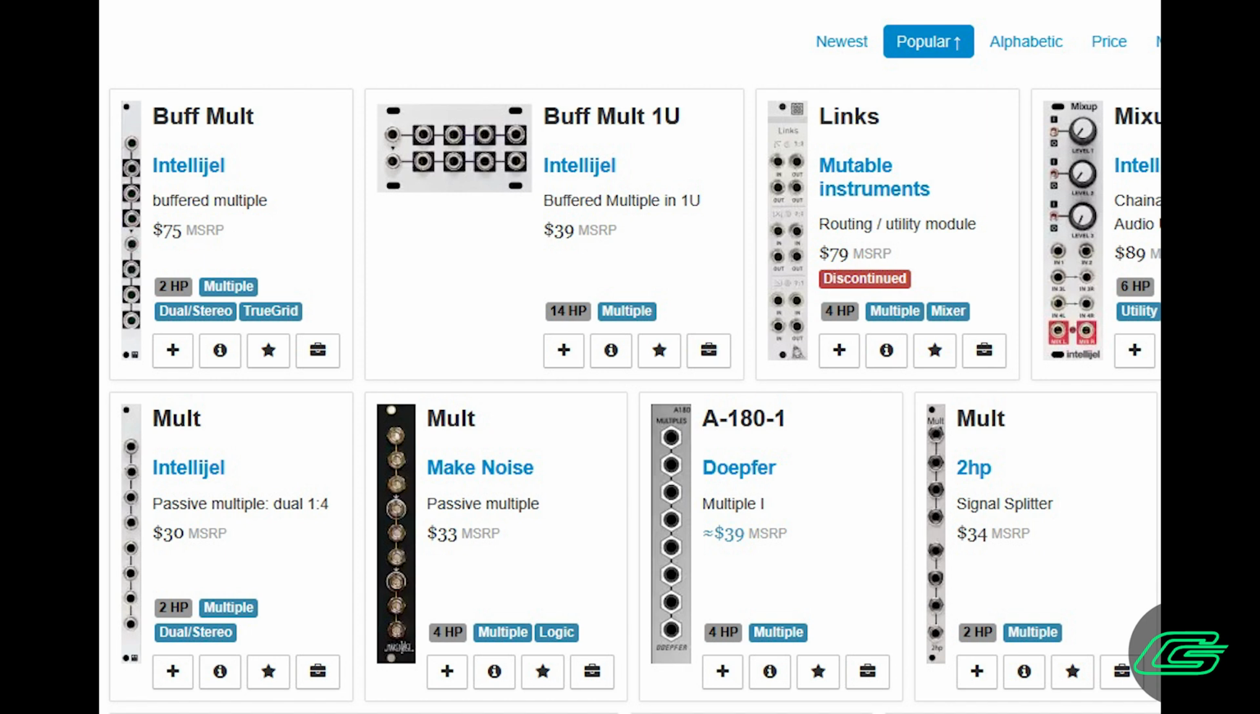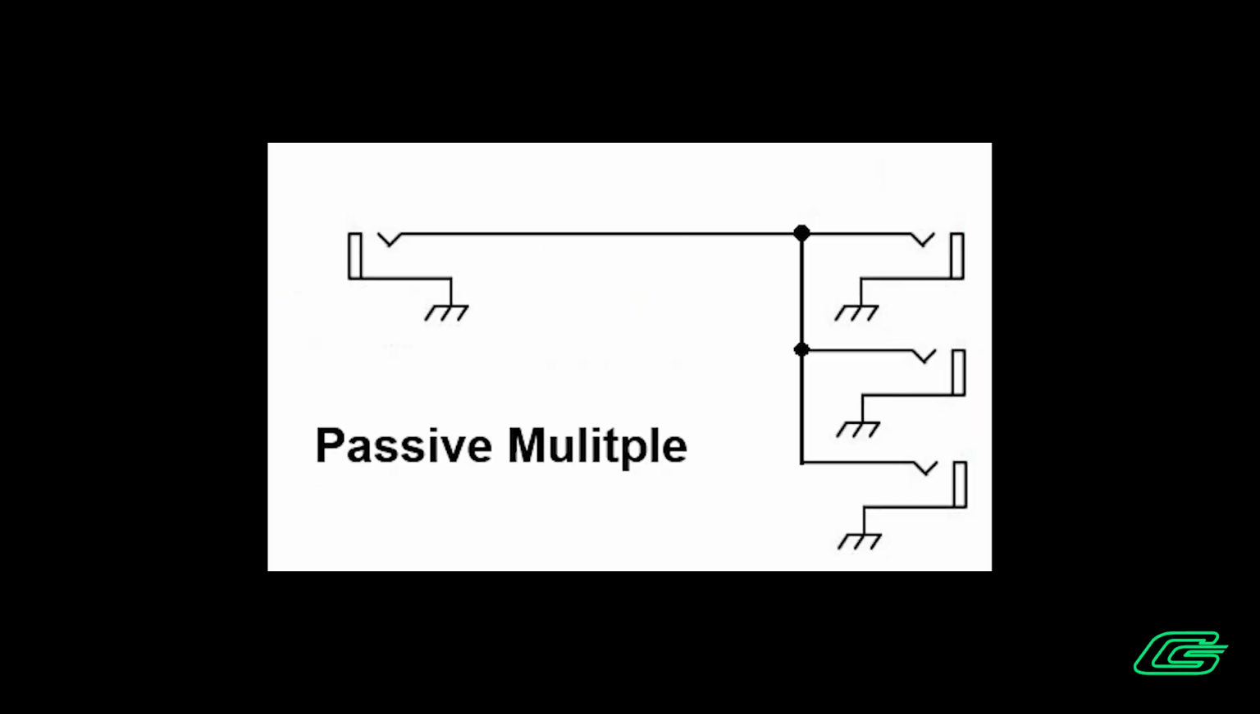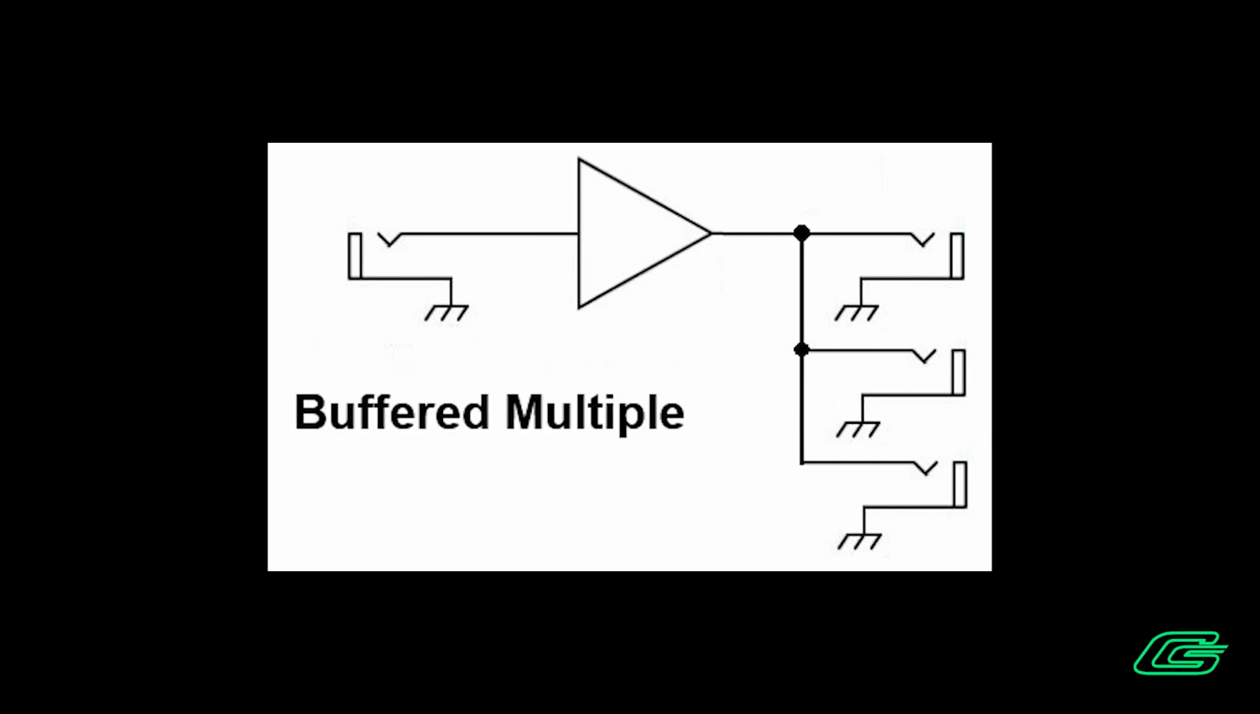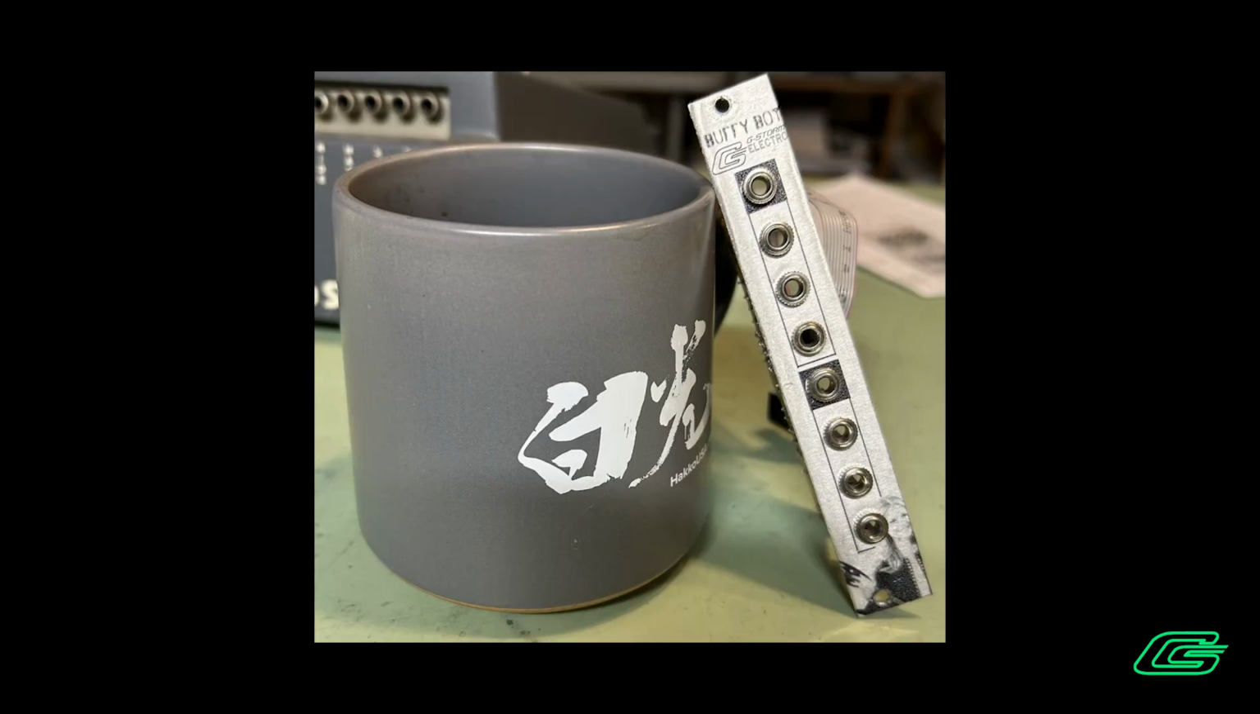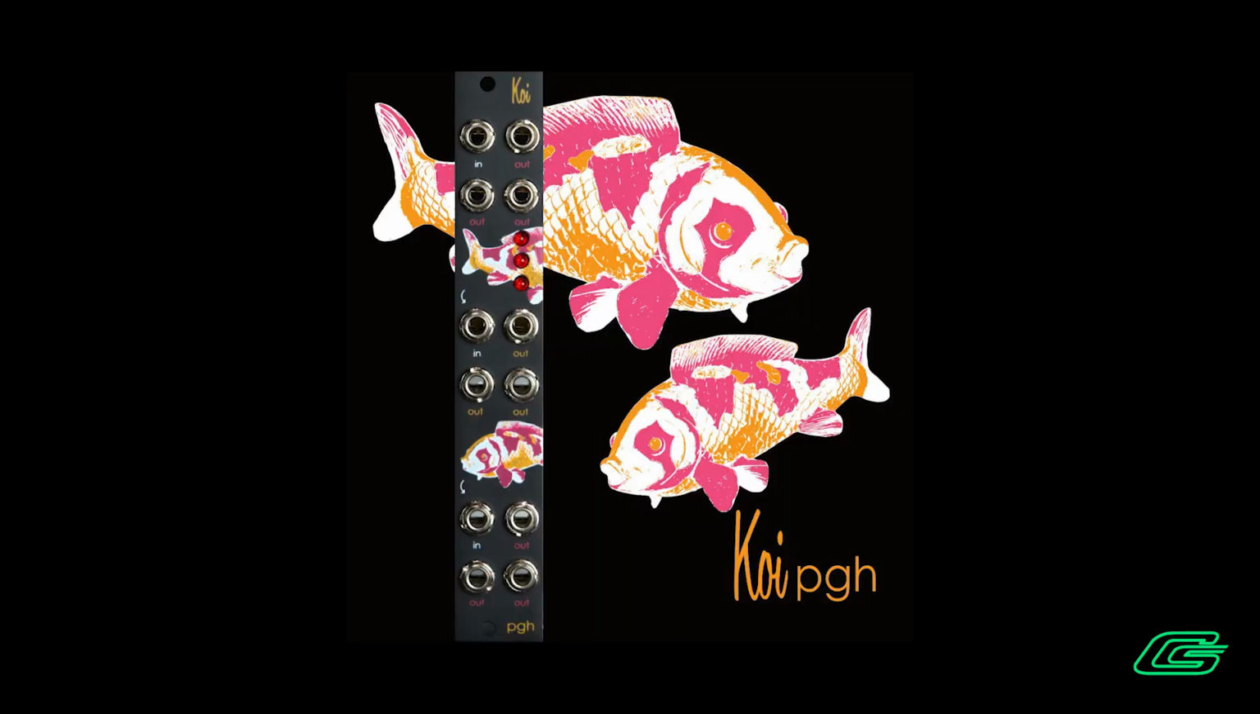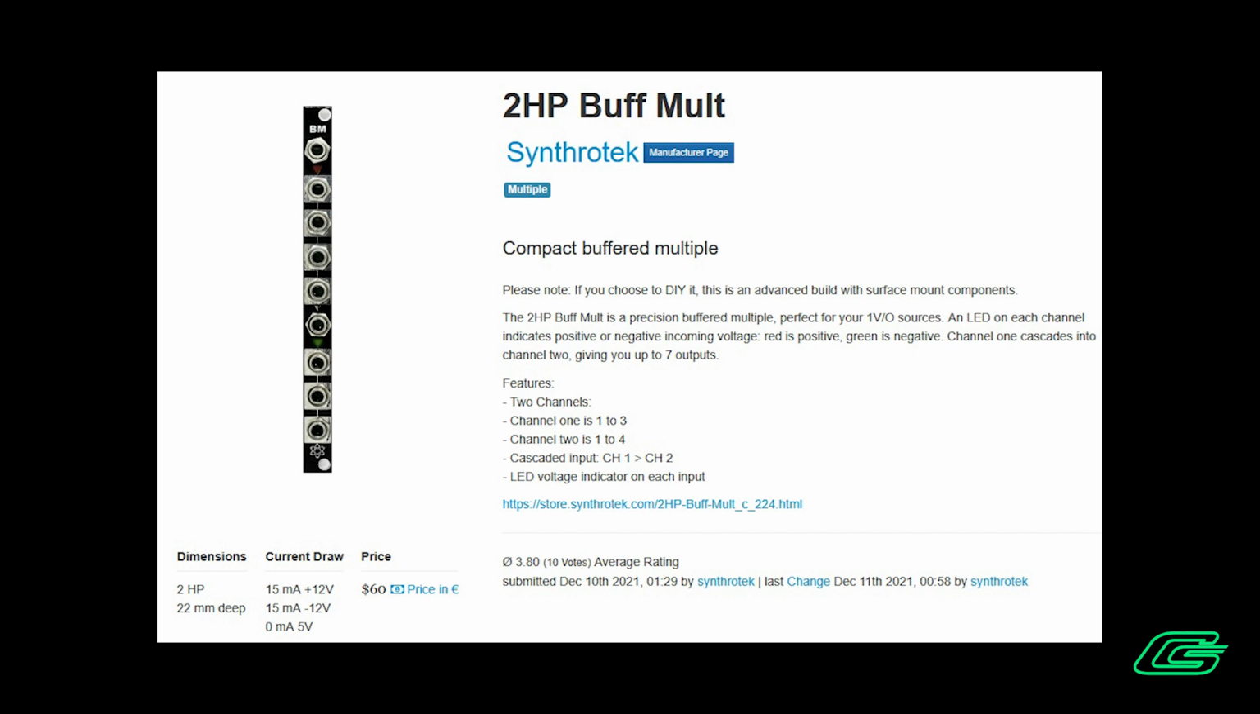There are two kinds. Passive multiple is just a basic signal splitter. It doesn't use any active circuitry, use any power, and therefore they're usually cheaper. The buffered multiple, on the other hand, requires power and uses active buffer circuitry to ensure each output copy signal is accurate and strong. Buffered multiples are better for handling pitch CVs and any signals that require precision.